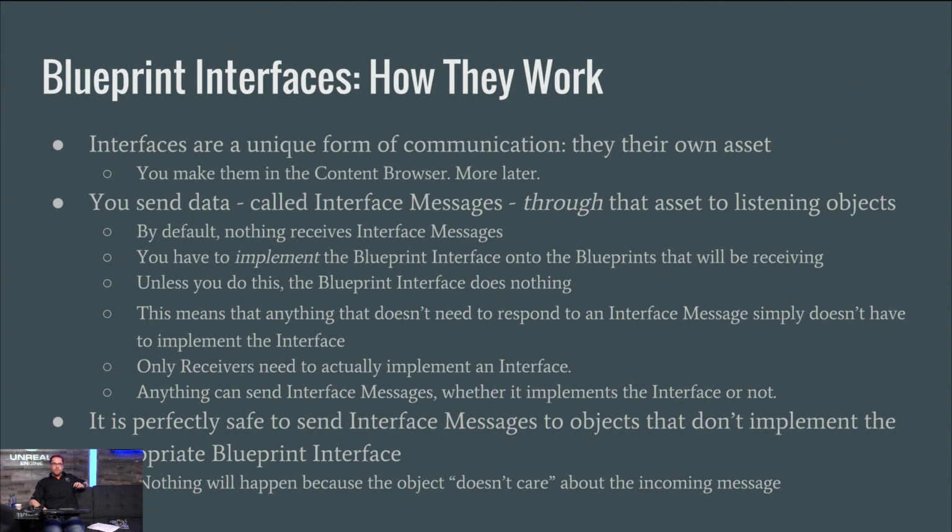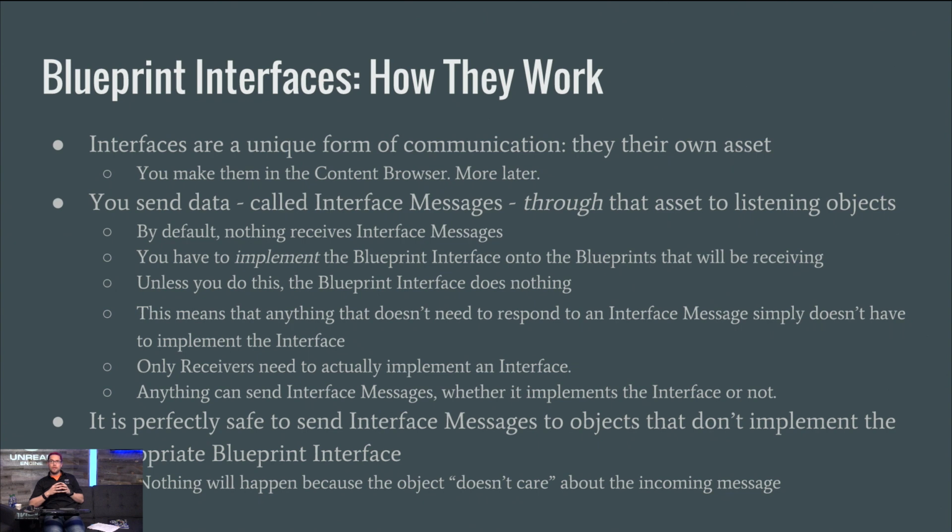Now, how do interfaces work? Interfaces are a unique form of communication because they are their own Unreal asset. You will start by making an interface in the content browser, which we will demonstrate later. You're going to send data called an interface message through that asset and out to any of the listening objects. By default, nothing receives an interface message. So if you build a blueprint interface and send a message out through it, nothing by default will receive what you just sent out. You must implement the blueprint interface onto any blueprints that are intended to receive. Unless you do this, that blueprint interface does nothing.